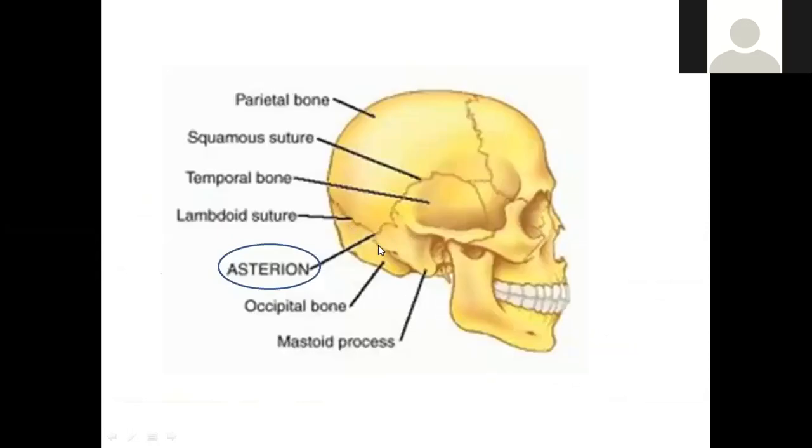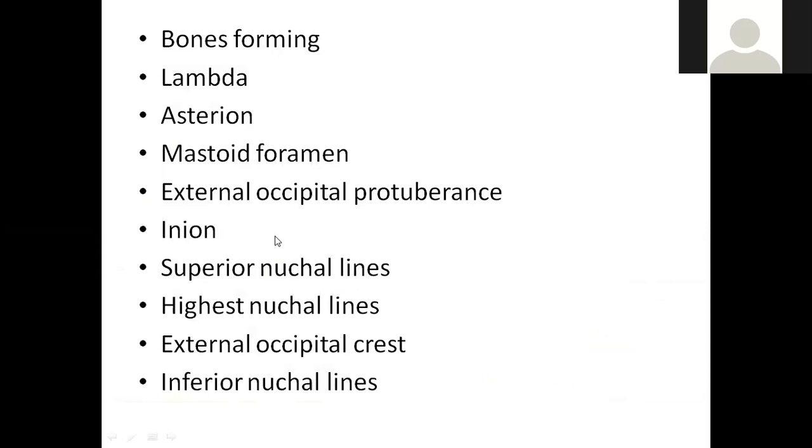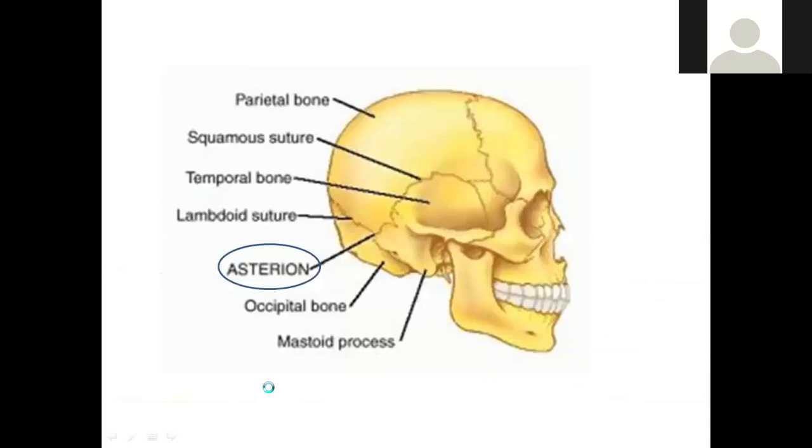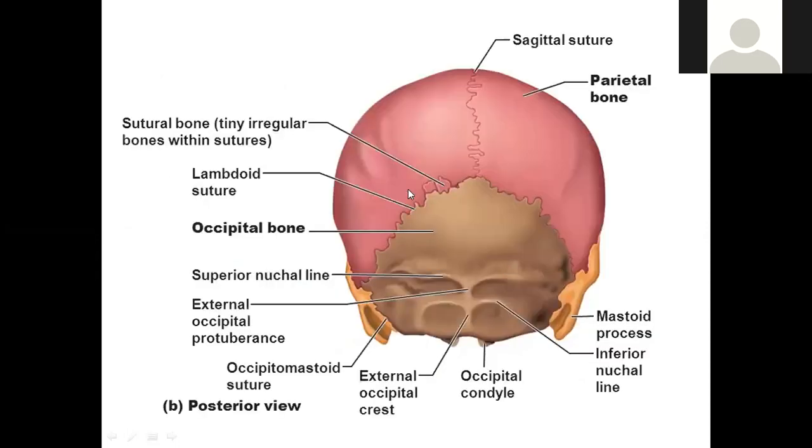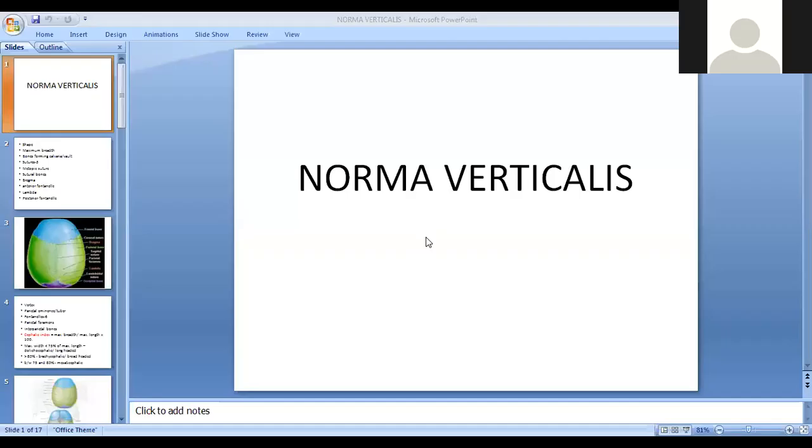So I said this is asterion, right? This is lambda. Sometimes we may have sutural bones. External occipital protuberance, highest nuchal line, superior nuchal line, inferior nuchal line. Different colors have been used. So now you want me to tell norma lateralis.